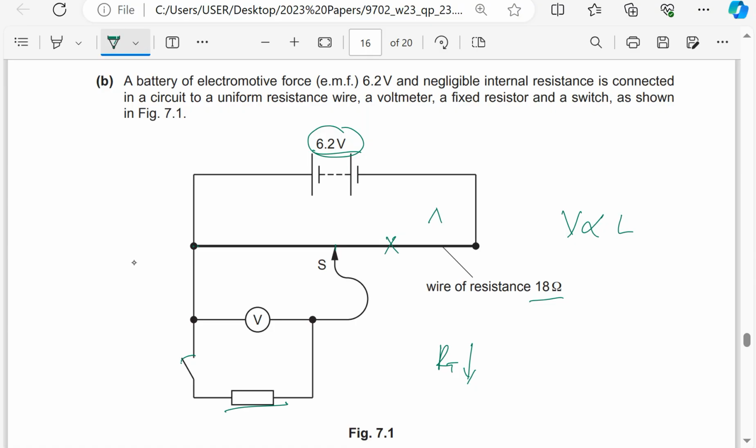I cannot bring it here, because when I bring it here, it means the PD goes to 6.2, which is the EMF. So I can't bring it here. But since I want to restore it to 3.1, then I'll put a point somewhere here, just on the right-hand side of the initial position for S.